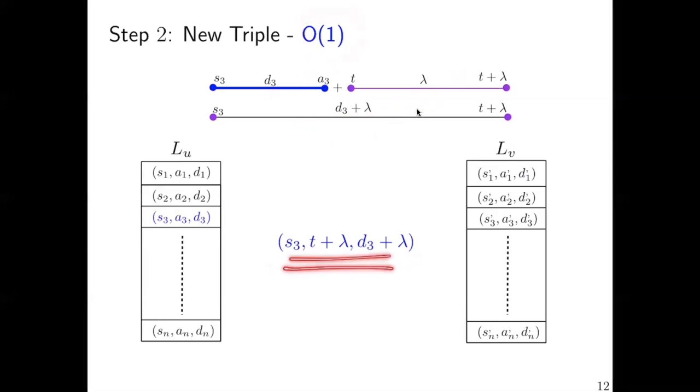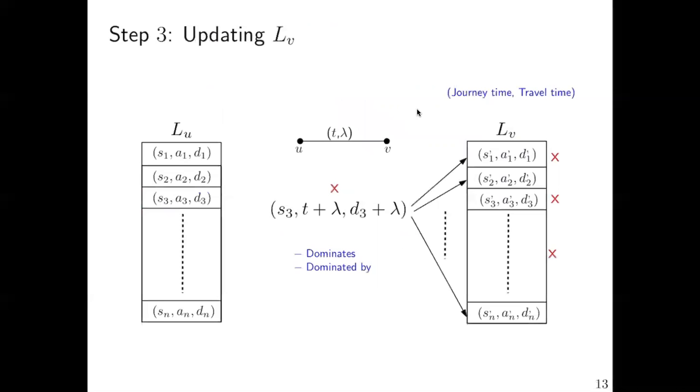Once we obtain this new triple, as part of our third step, before we insert this new triple into Lv, we have to verify whether this new triple dominates one of the existing triples in Lv, or whether this triple itself is dominated by some of the triples in Lv.